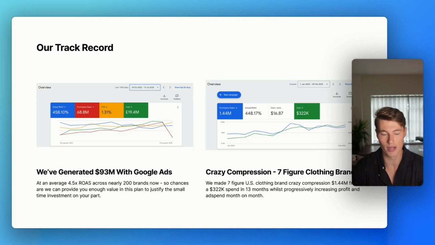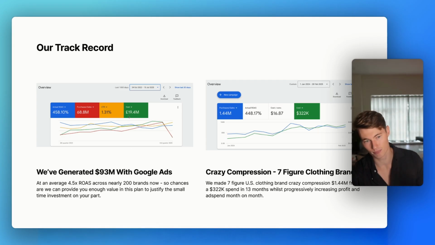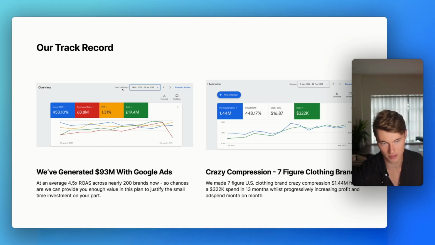Now, as I said, we've generated close to $100 million with Google Ads. You can see on the left here, this is obviously in GBP because we're UK based, but about £20 million in spend, about £70 million in revenue over the last 1,000 days at an average 4.5x ROAS, all right?